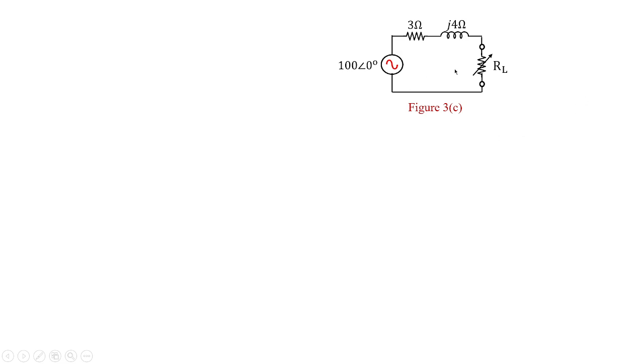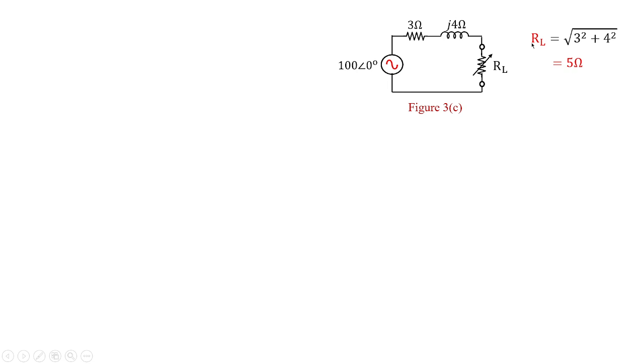Now I am drawing the Thevenin's equivalent circuit for the given circuit in figure 3 as figure 3C, where the voltage source is 100 volts and the impedance value is 3 plus 4J. Now easily you can get the value of RL. From the previous problem you can see RL is the square root of 3 square plus 4 square. Why? The load resistance should be equal to the modulus of the source impedance. So RL is equal to the square root of 3 square plus 4 square, which is nothing but 5.